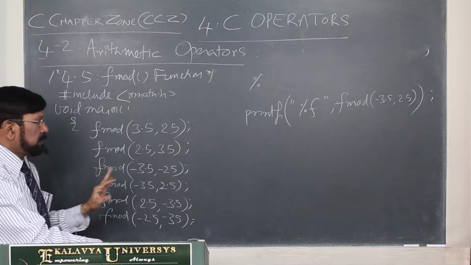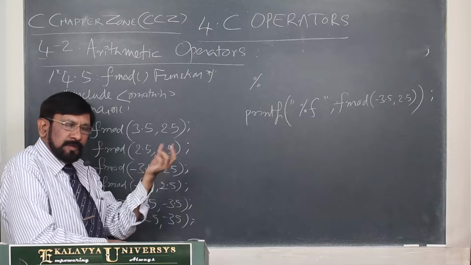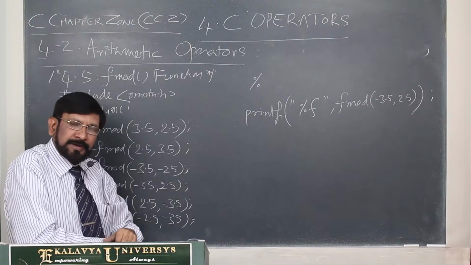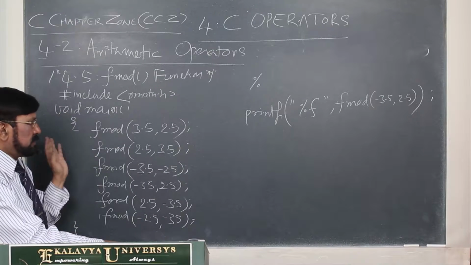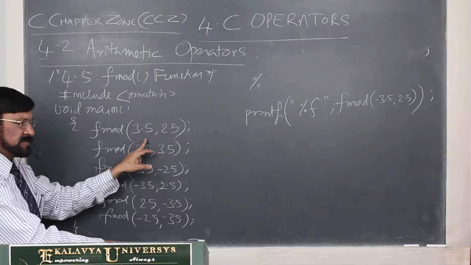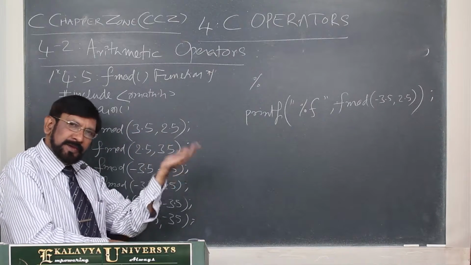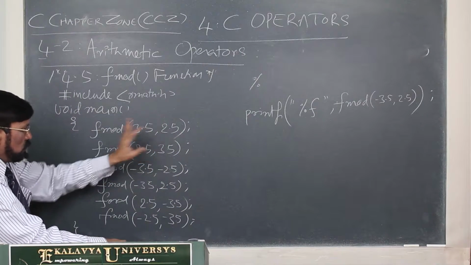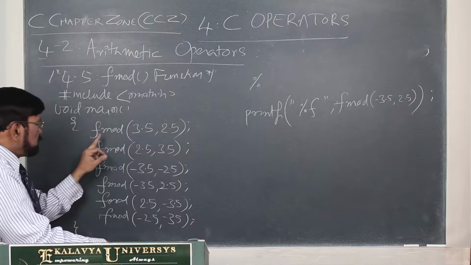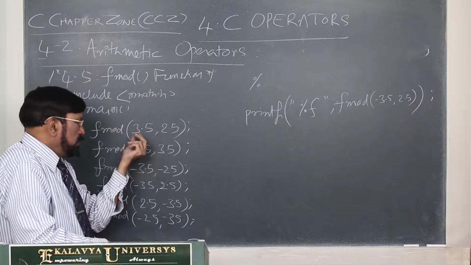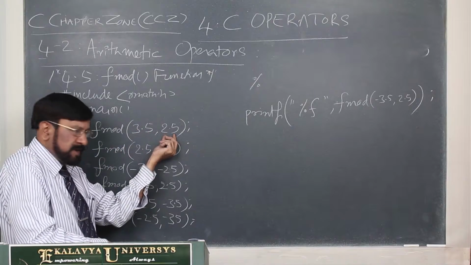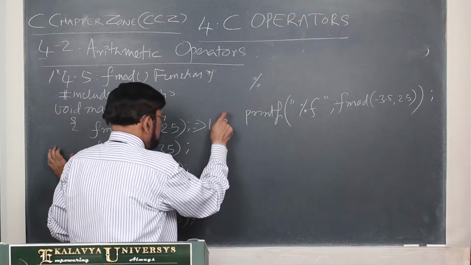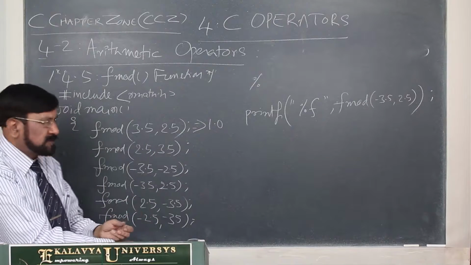Now fmod: the way you applied the modulus operator, in the same manner we apply this. The result comes the same way, the only difference is it can act upon either ints or floats. Now I have taken two floating point operands. Now you see fmod: this is the numerator, this is the denominator. Now what is the result? The result is 1.0. That is obvious.